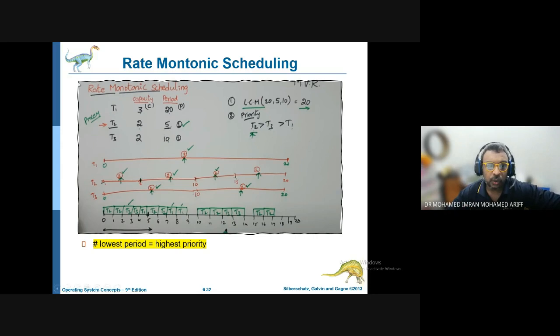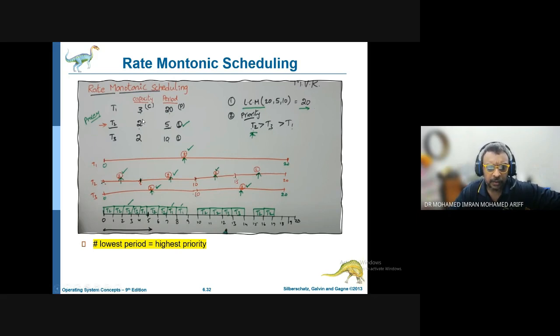Alright. So in rate monotonic, the trick is first you determine the maximum time given, the maximum for all processes. So we look at the period here. For the periods of all these processes, we look for a common number. In mathematics, this is called the least common multiple. So for all of these periods it is 20. That means the maximum time is 20.